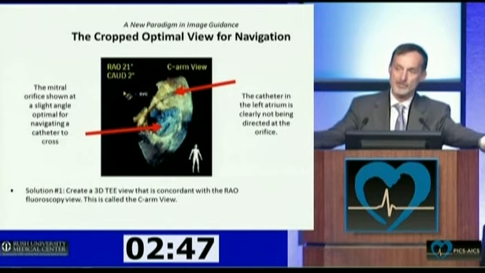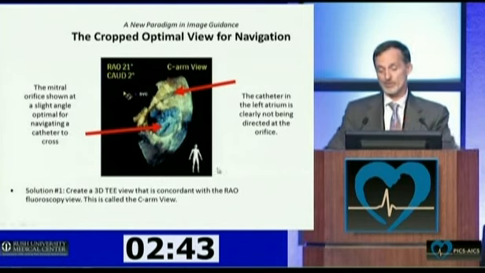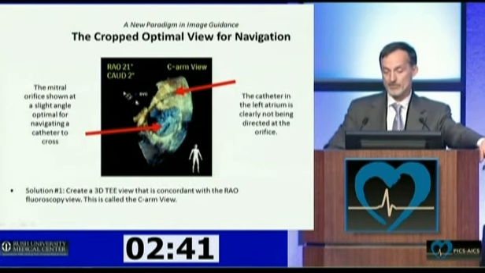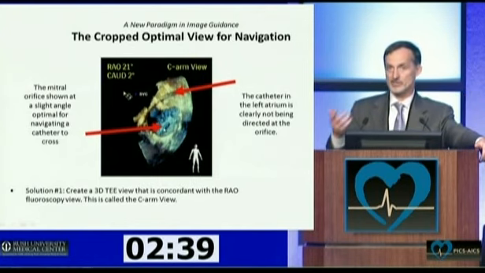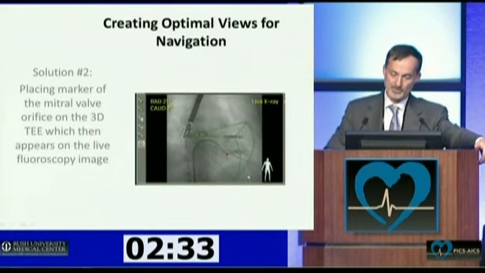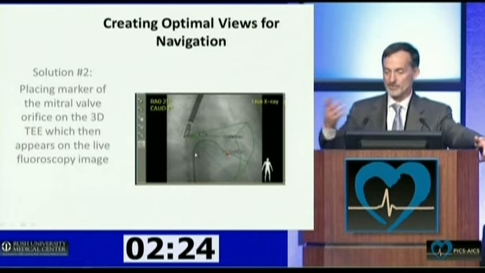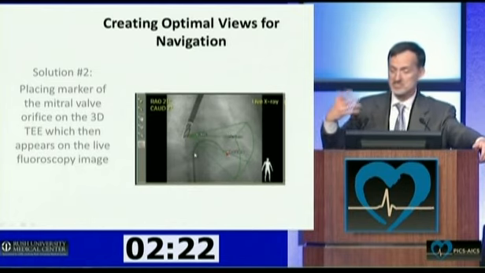So we've created a unique 3D TEE valve view that is concordant with an RAO fluoroscopy view, so it really makes it much easier to cross a stenotic valve. And this is the way in fluoroscopy where you see the 3D echo data set and how it's going to be projected on the X-ray image. And so you can place a marker, you can use that, you can place labels.